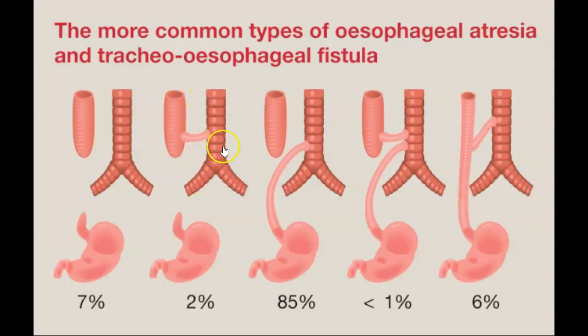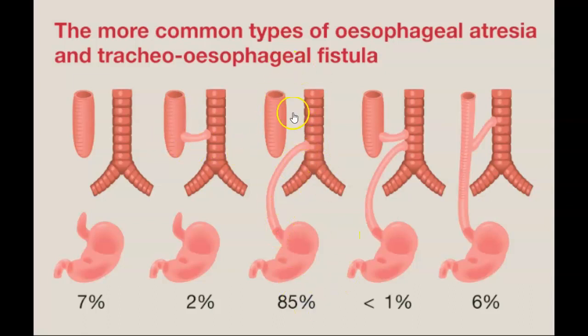In this type of TE fistula, the esophagus does not connect directly to the stomach, but does have a connection to the trachea. So as this esophagus fills up with secretions, it's going to empty directly into the trachea, and the patient's going to be aspirating a lot. You're going to see the baby be blue, coughing a lot, and choking.